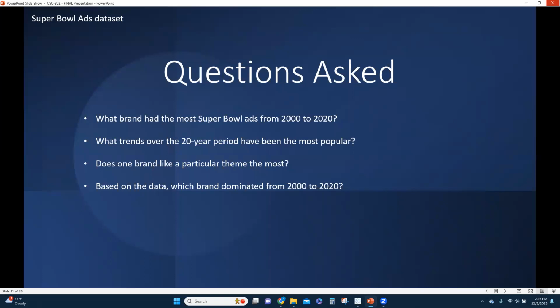Now let's take a look at the Super Bowl ads data set. The questions that were asked were, what brand had the most Super Bowl ads from 2000 to 2020? What trends over the 20-year period have been the most popular? And does one brand like a particular theme the most? And then finally, based on the data, which brand dominated from 2000 to 2020?